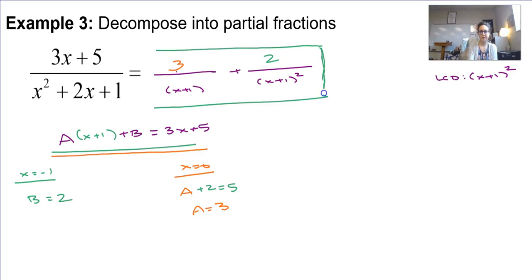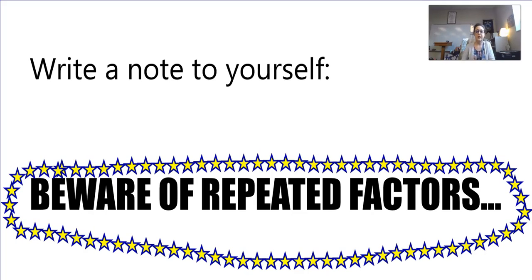I do want you to make a note for yourself because this was different. How come? Because we had this repeated factor of x plus 1. It was x plus 1 times itself, x plus 1, okay? So make this note for yourself for me. Right, beware of repeated factors, okay? When you've got repeated factors, you have to work your way up to that multiplicity. So, force pause on screen. Go ahead and write that. Hit continue when you're ready to continue.